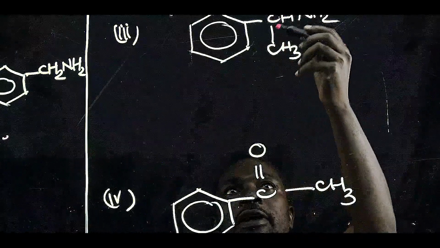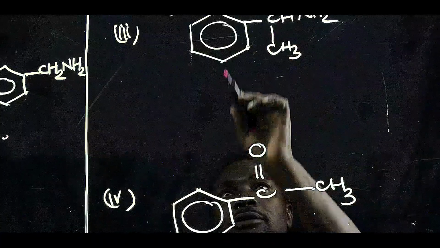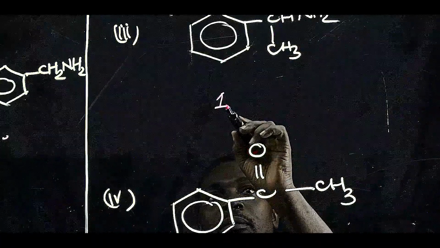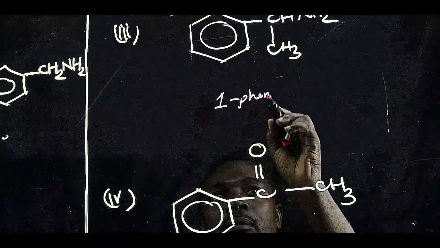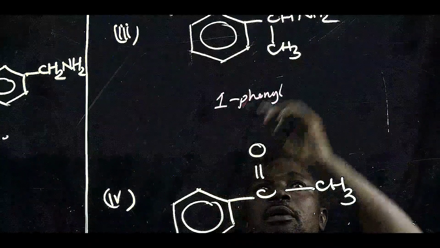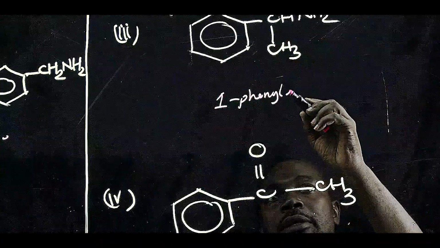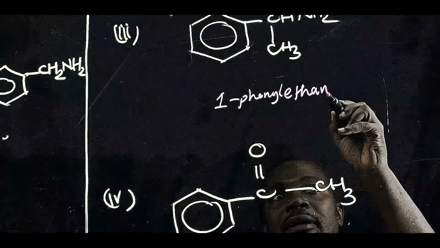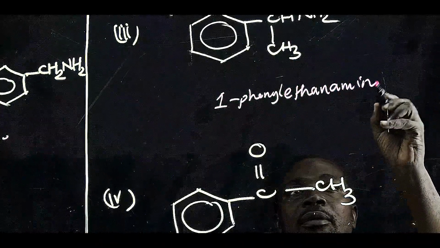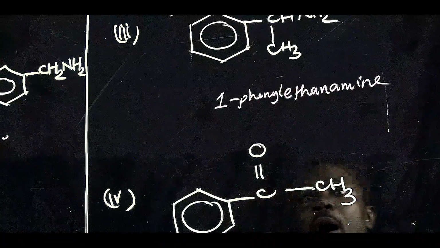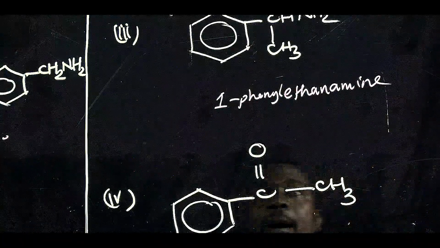So the position of phenyl will be 1-phenyl, longest chain 1, 2, amine. So 2 carbon is ethane amine. 1-phenylethane amine.